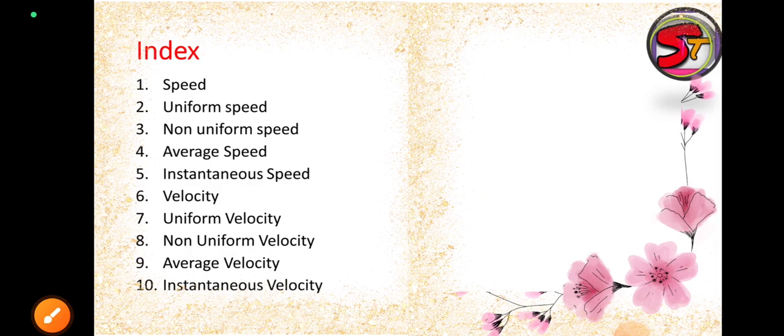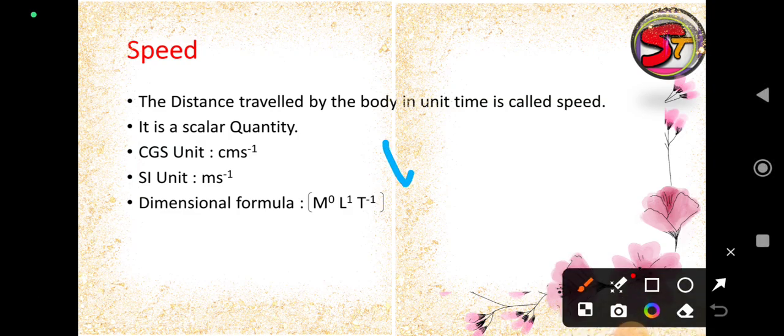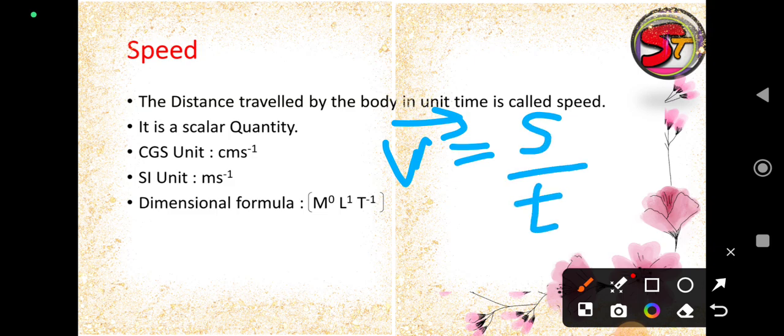First of all, we will see the definition of speed. The distance traveled by a body in a unit time is called speed. Here, we can give the speed formula as v equals distance by time, that is s by t. v equals s by t is the formula for speed. It is a scalar quantity, therefore direction doesn't matter at all.